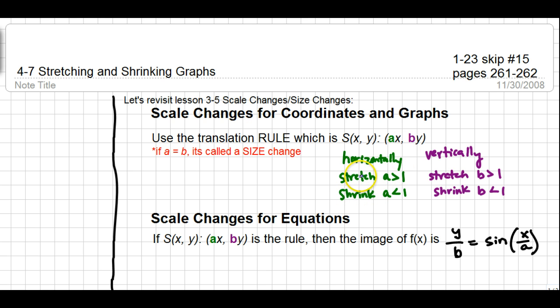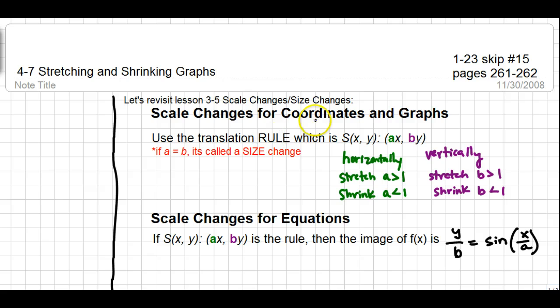The other way that you can tell the difference between stretch and shrink is if the A value is greater than 1 or less than 1. So if you multiply by a half, that would be the same as dividing by 2, so that's going to shrink. Similarly, the B value is multiplying the Y, so that's going to stretch or shrink vertically. A B value greater than 1, or with multiplication, you're going to be getting a stretch. If you divide by a number or multiply by a fraction, it's going to shrink.